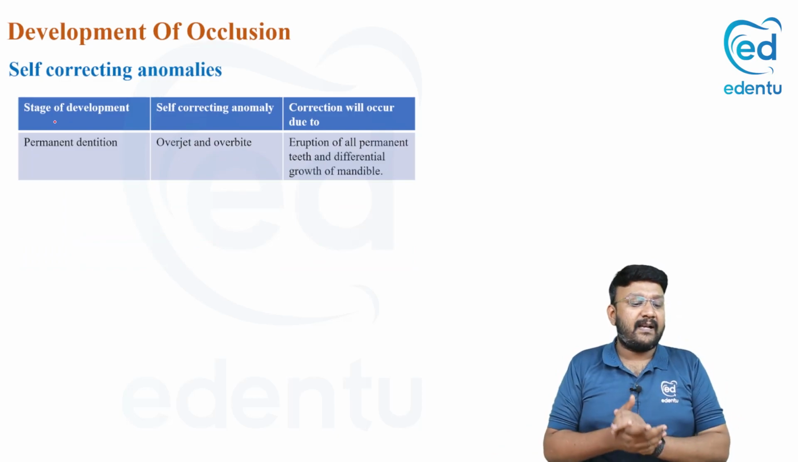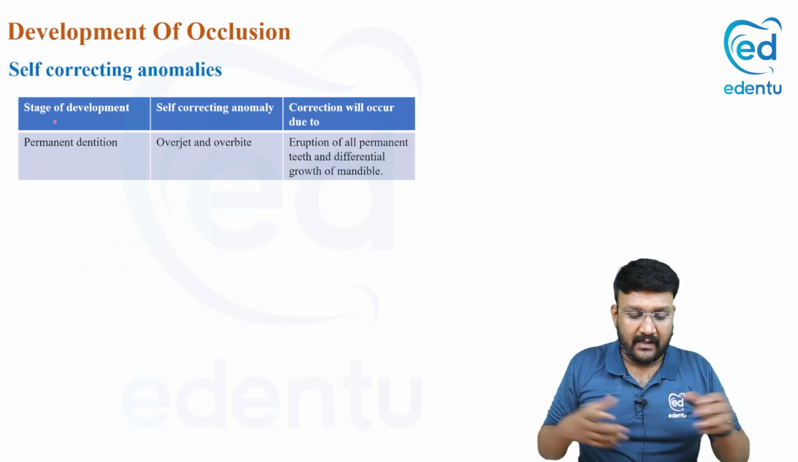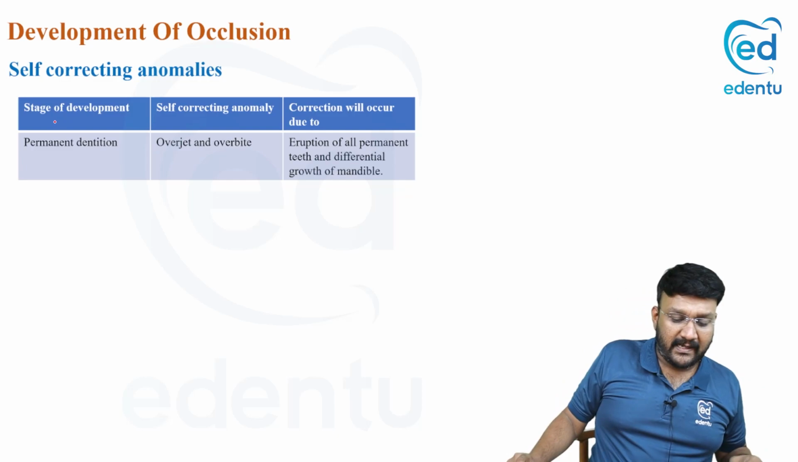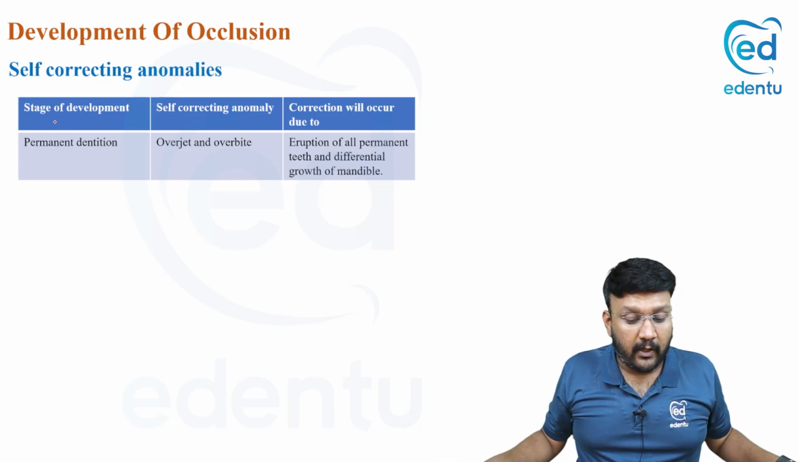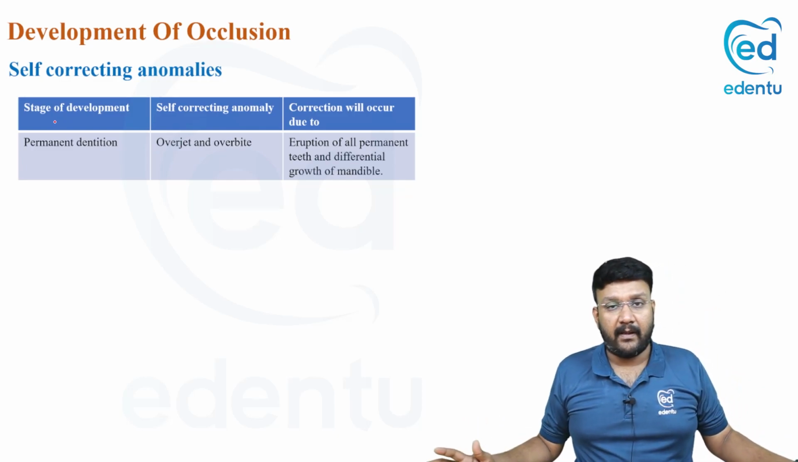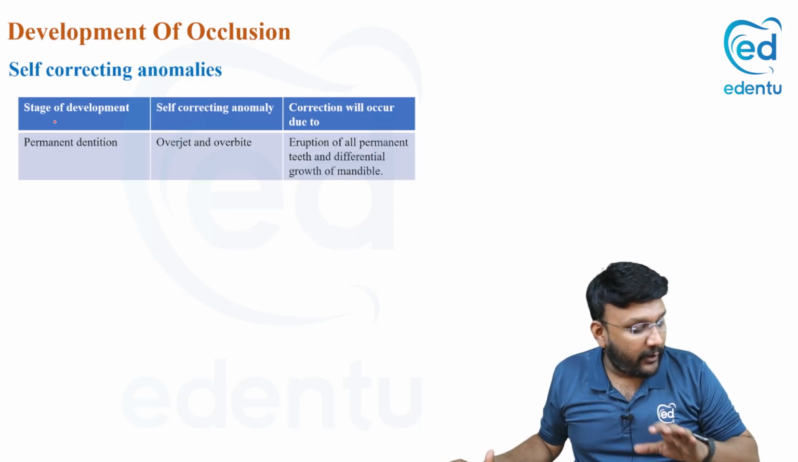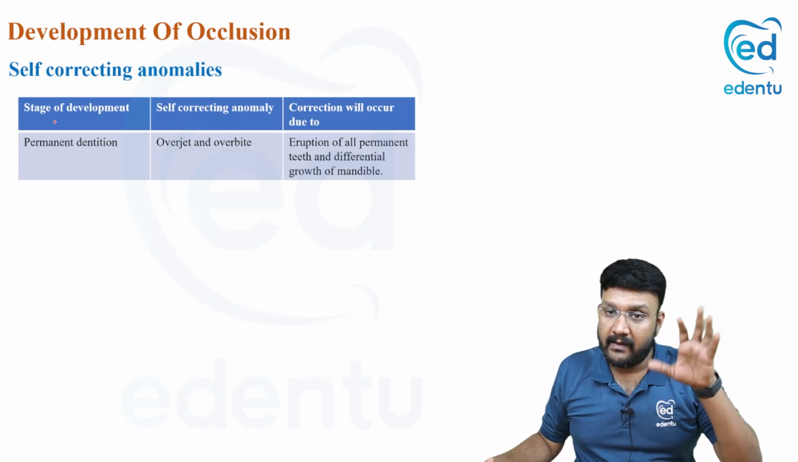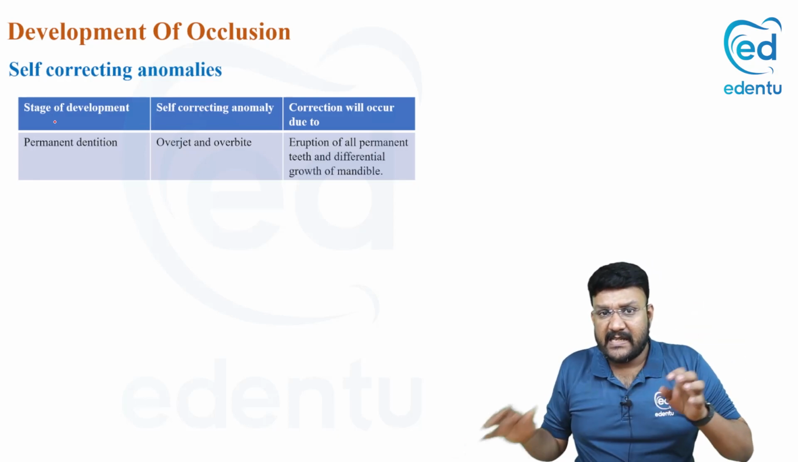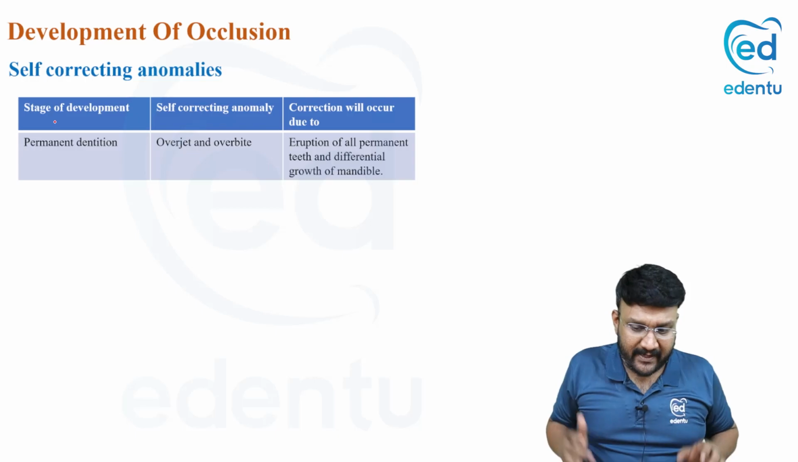And the last one is the permanent dentition. The self-correcting anomalies are the overjet and overbite. That is corrected with the eruption of all permanent teeth and differential growth of the mandible. So these are the self-correcting anomalies of different stages of dentition. This can be asked as a short note as well as a short essay.